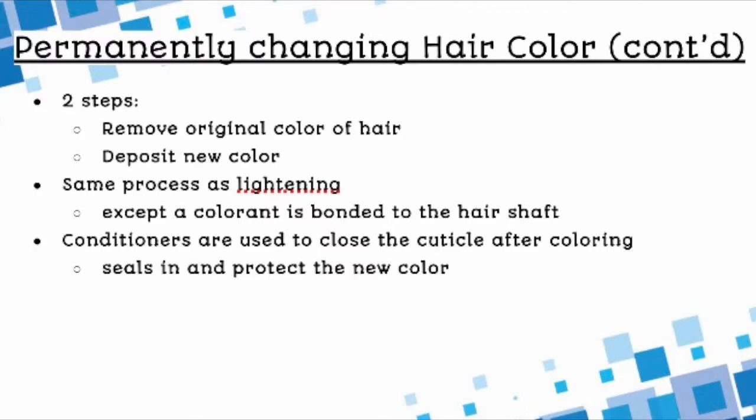Instead of filling the Ferris wheel and then getting everyone off and then allowing new people on, the 2 steps occur simultaneously. This is the same process that hair undergoes when it is lightened. However, a colorant is added to the hair shaft. Special conditioners are made for colored hair that are especially designed to close the cuticle after coloring in order to seal in and protect the new color.